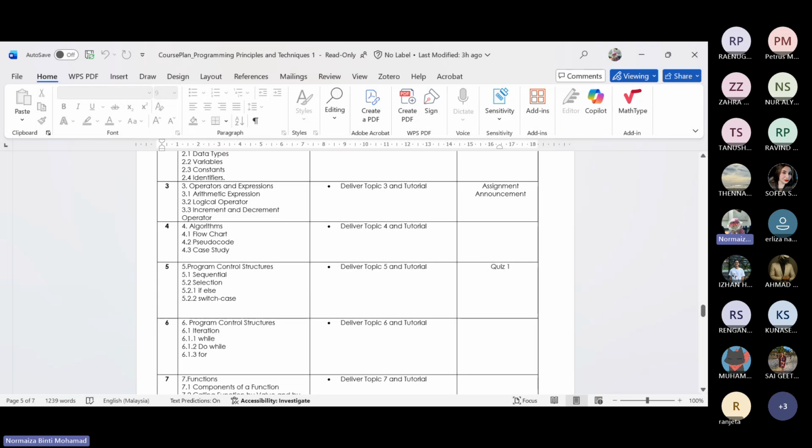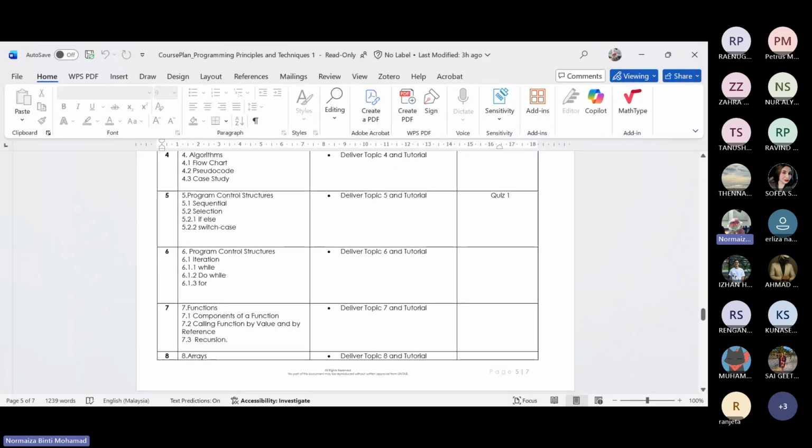So these are all for repetition. And then topic 7 is functions. So we have component of a function, calling function by value and by reference, and recursion. That means it's a function inside a function.